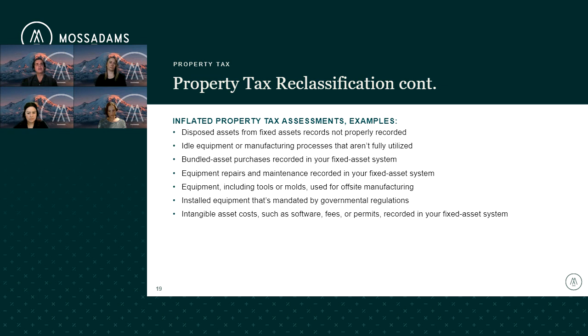Idle equipment, bundled assets, another example, repairs and maintenance that may be recorded as a fixed asset in your system. Again, there's some overlap with the cost segregation and fixed asset review there, where you could solve both issues by properly classifying something as a repair and maintenance. So it's one, you get the deduction, and two, it wouldn't be assessed for property tax purposes. Certain equipment that's off-site, idle, some intangible costs, a lot of things to make sure these are the ones that can be potentially inflated.